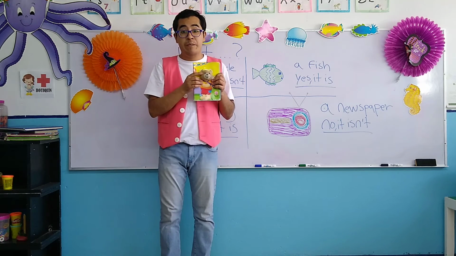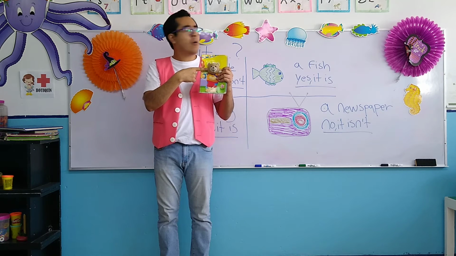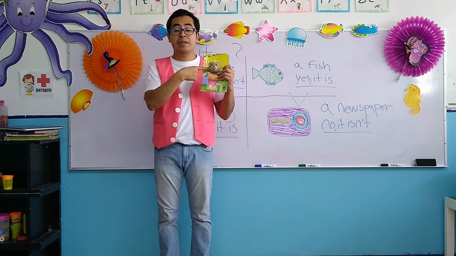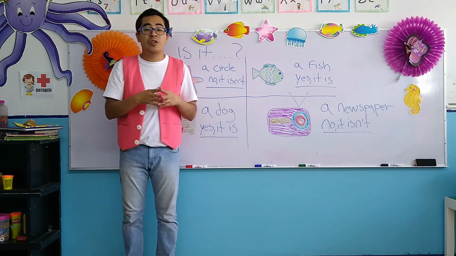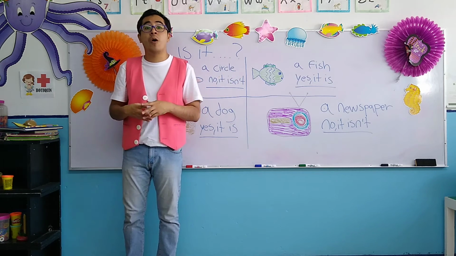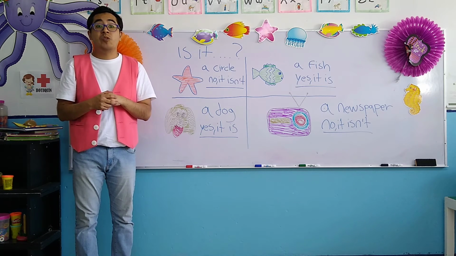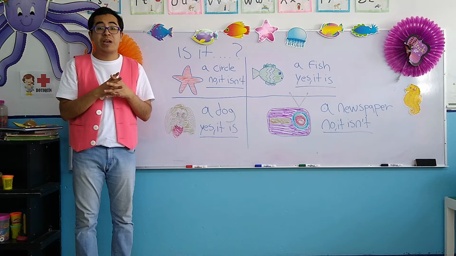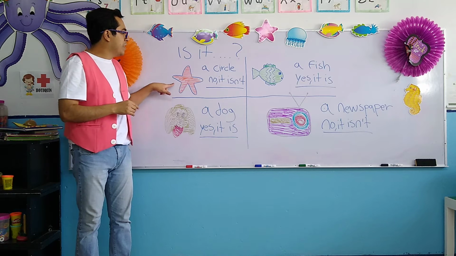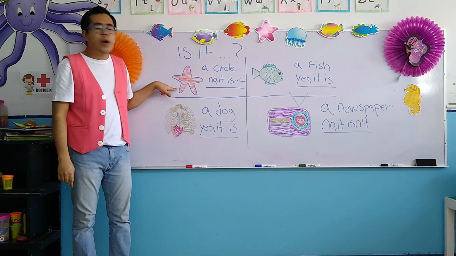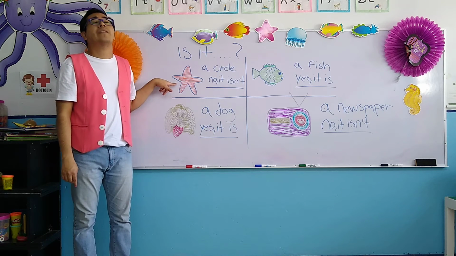One more time with the bear. This one. Is it a penguin? No, it isn't. Is it a bear? Yes, it is. Now, let's continue with more examples that appear right here on the whiteboard, okay? The first one, the star. Now, we have to ask the question. Tenemos que hacer la pregunta. Remember, is it plus the name of the object. Is it a circle? No, it isn't. Is it a star? Yes, it is.